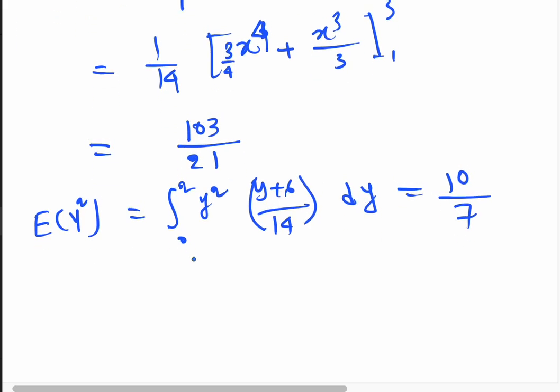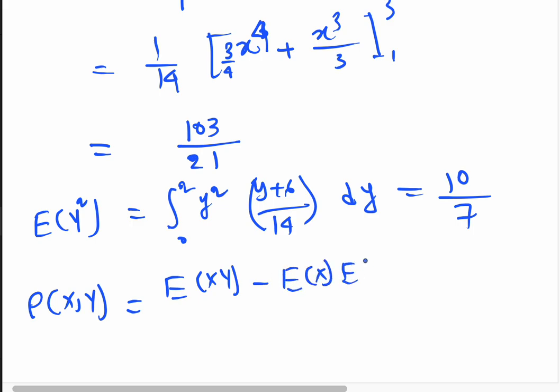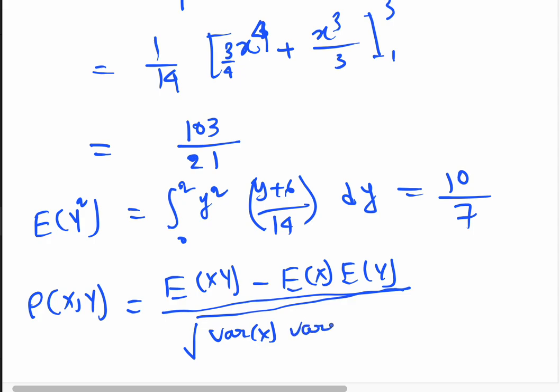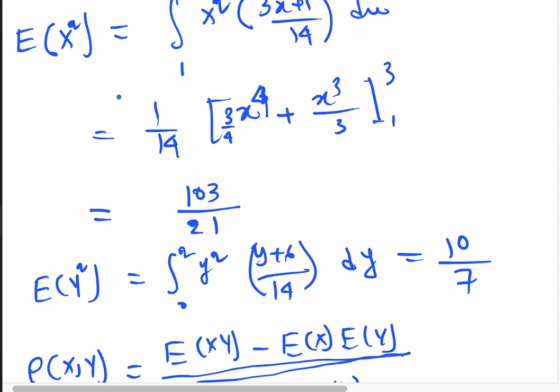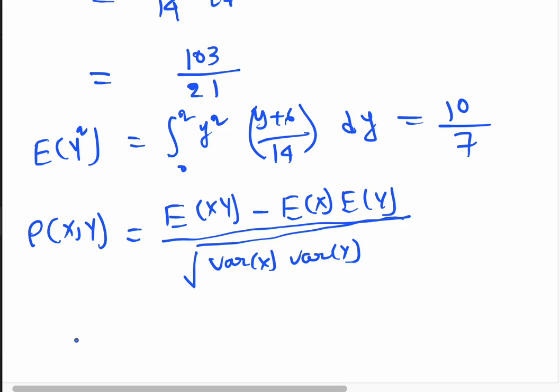Now simply the correlation coefficient is expectation of xy minus expectation of x into expectation of y by root over of variance of x, variance of y. This is variance of x, this is variance of x, this is variance of y. So if we put it all together, it will come 0.0211. So that is the answer.